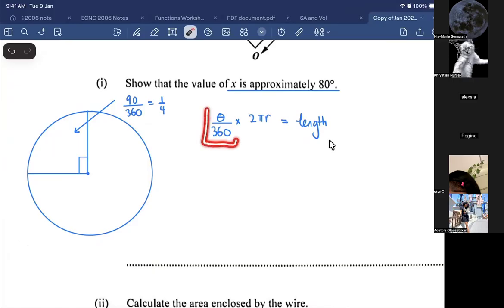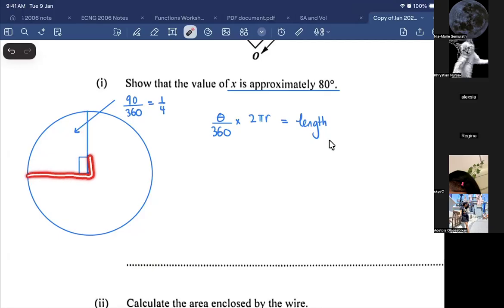When you say theta over 360, what are you finding? No, you're finding the fraction of the whole circle. Nikolai, look at this. If this sector is 90 degrees, then using that 90 degrees, I could figure out what it is of the whole circle. It would be 90 over 360, right, and that would automatically tell me it is a quarter of the circle. Right, a quarter. That's important.